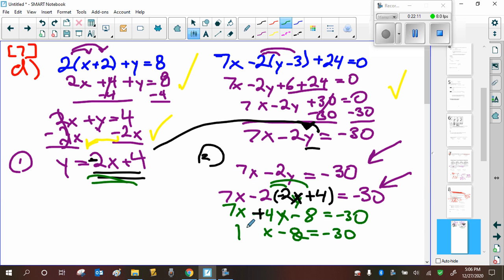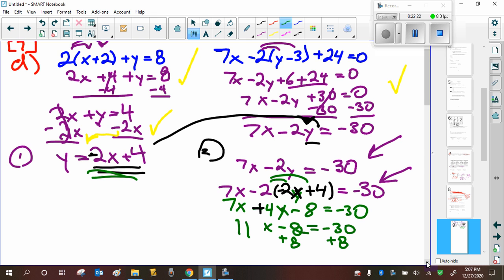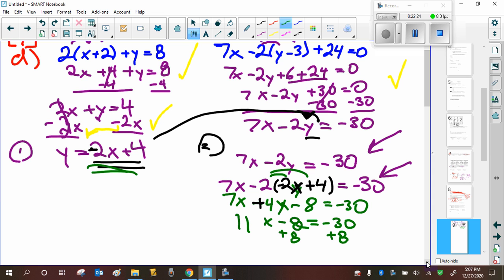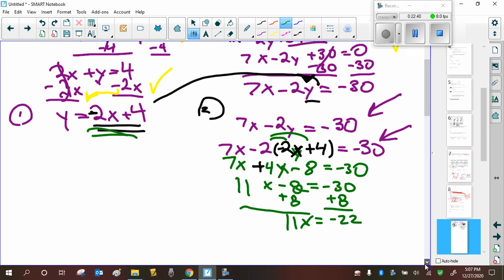So 11x subtract 8 equals negative 30. Now I add 8. I get negative 22. 11x equals negative 22. Makes me a happy pappy. Because now when I divide by 11, I get x equals negative 2. That happens sometimes, and it's not very fun when it doesn't work out.